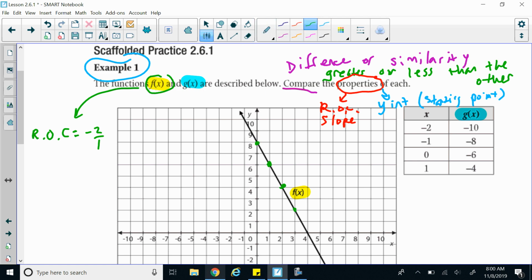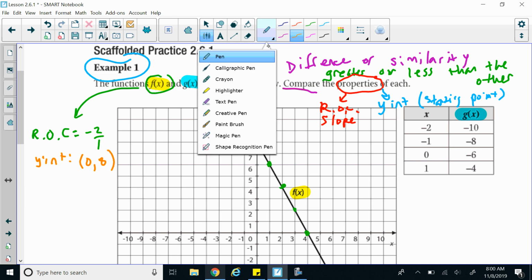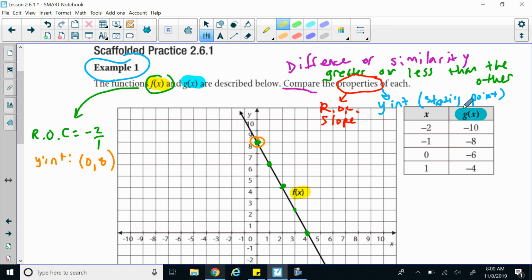So there are 2 things that you are trying to identify to compare. Rate of change, check, we did that, and then your y-intercept. Our y-intercept here on our graph is where it crosses the y-axis. So our y-intercept right here is going to be 0, 8, and that was our first point that we had looked at. Now we're going to take a look at the table right here, and we're going to calculate rate of change and slope.